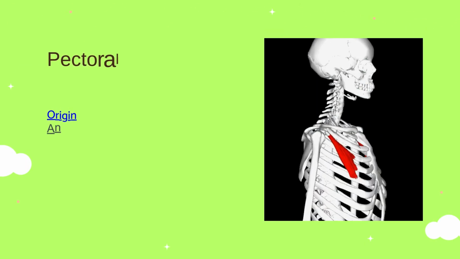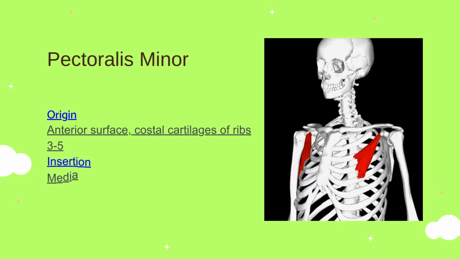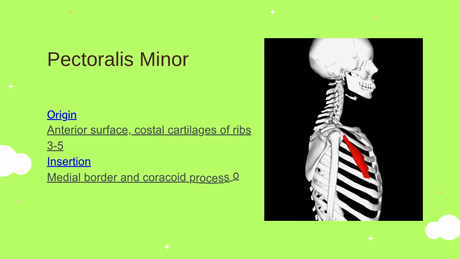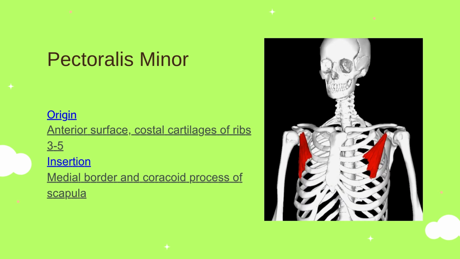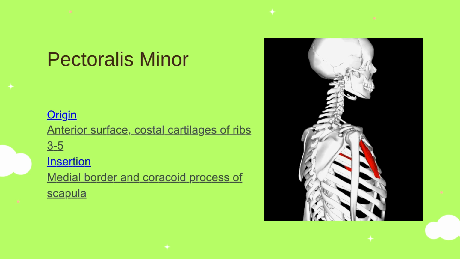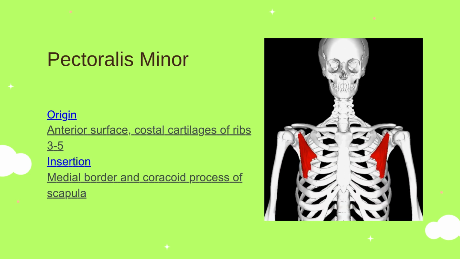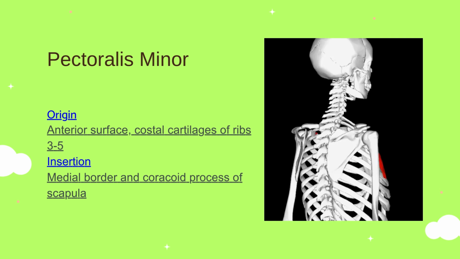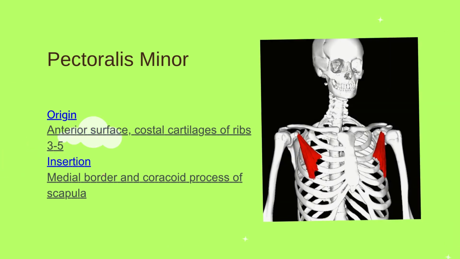The pectoralis minor muscle is a thin, triangular muscle located in the upper chest region. The pectoralis minor muscle originates from the 3rd, 4th, and 5th ribs, near their cartilage attachments to the sternum, the breastbone. The muscle inserts onto the coracoid process of the scapula, a bony prominence located on the anterior surface of the scapula near the shoulder joint.